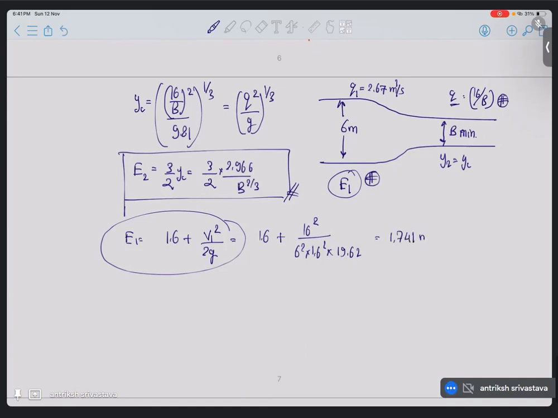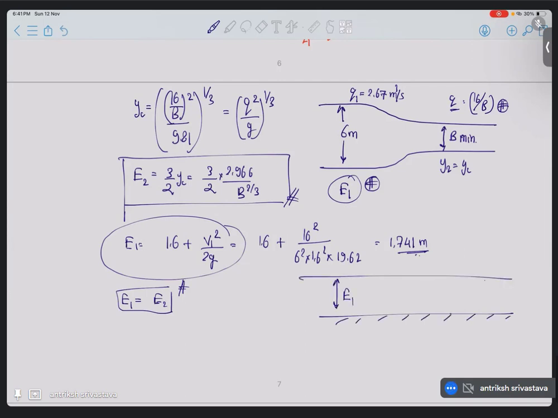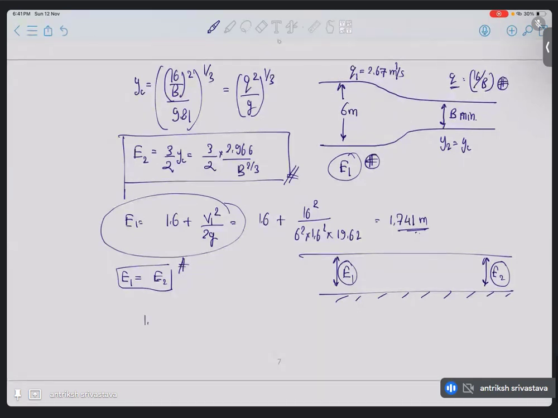So this is going to be 1.741 meters. What else do we know about channel constriction? We know that E1 is equal to E2, because the total energy line is going to remain the same, and since there is no hump, we are not going to see any change in the total energy, the specific energy. So let's equate the two and get our B.